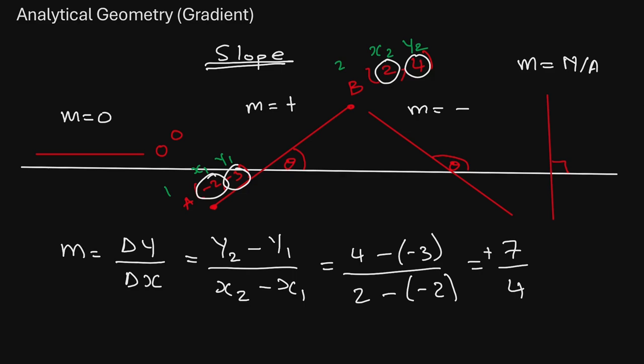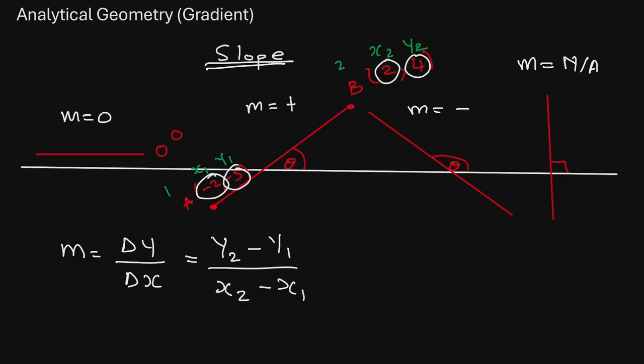So let us look at another scenario where we have a decreasing gradient. Let's say the coordinates of this point here, which is going to be C and D, are as follows. Let's say the coordinates of C are (-2, 4), and the coordinates of D are (2, -3). With the following coordinates, we'll be able to determine the gradient of the line CD.